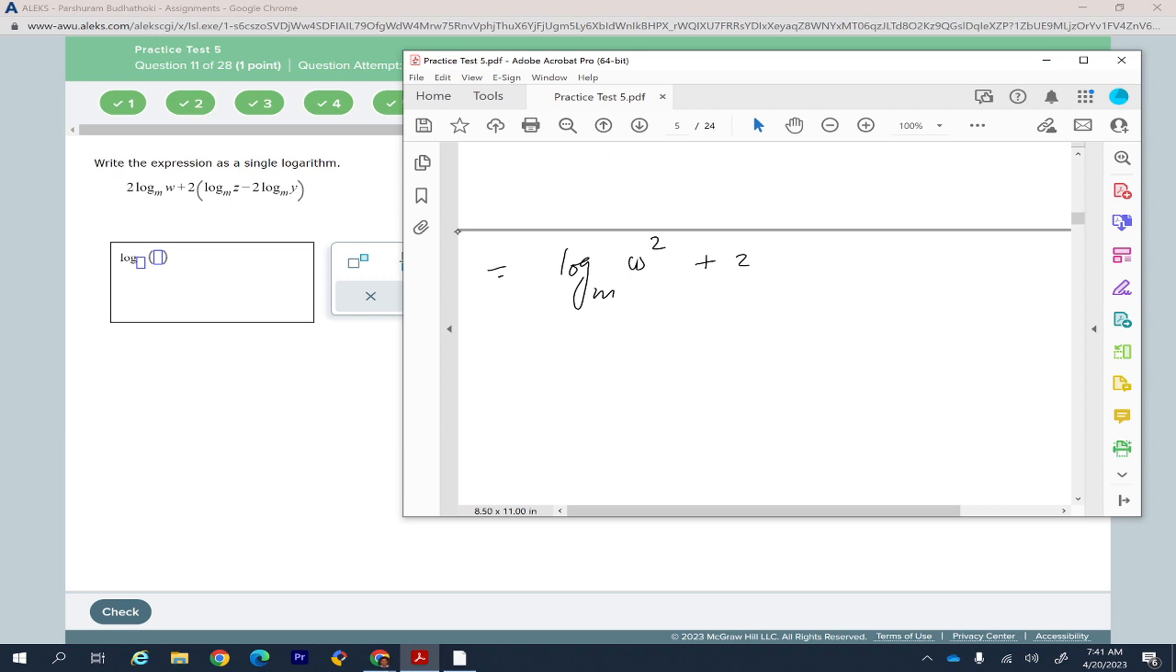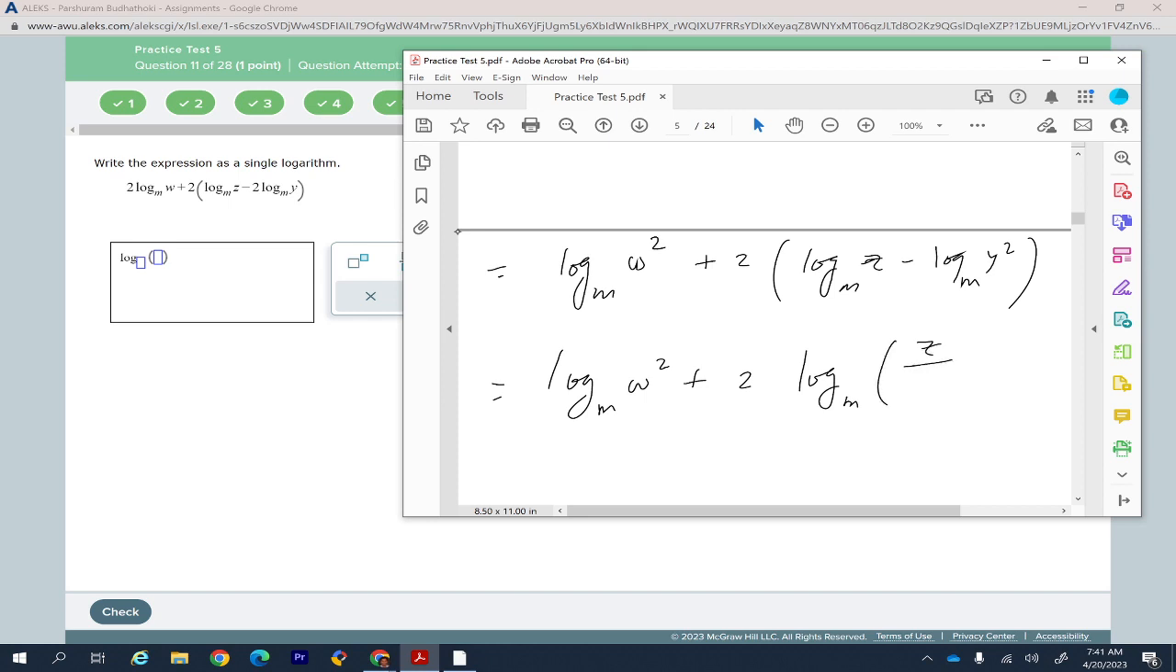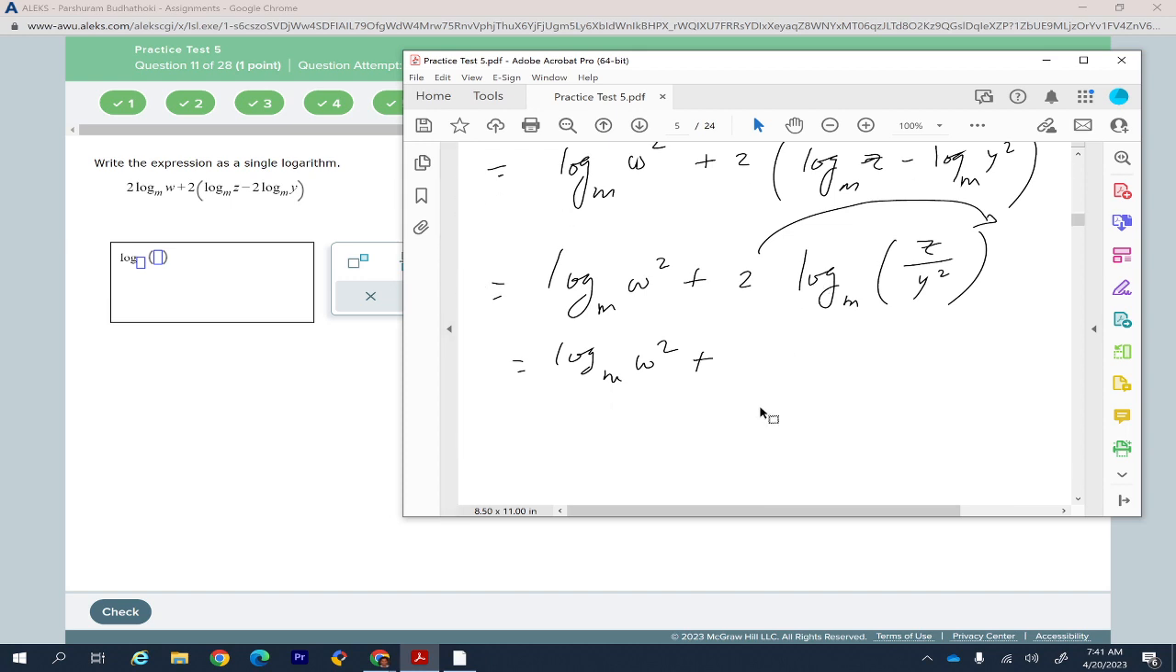And for the second part, there is a minus sign, so before I use the minus, I have to take care of the power, this 2. So I can write this as log base m of y squared. This is log base m of w squared plus 2, and there is a minus sign now, so I can write it as log base m of z over y squared, and this 2 goes here by using the power rule, so log base m of z over y squared, whole squared.